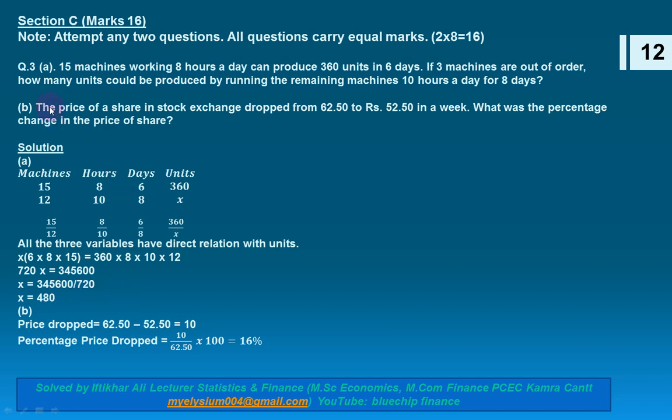Question number B: the price of a share in the stock exchange dropped from 62.50 to rupees 52.50 in a week. What was the percentage change in the price of the share? So the price dropped equals 62.50 minus 52.50 equals 10. So the percentage price drop is 10 divided by the base price 62.50 multiplied by 100. So 16% is the change in the price of the share.